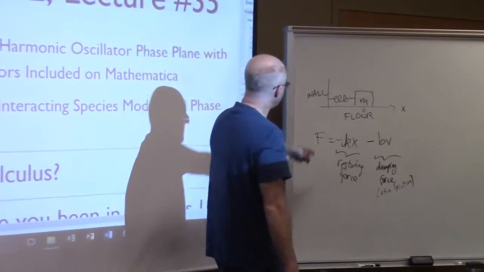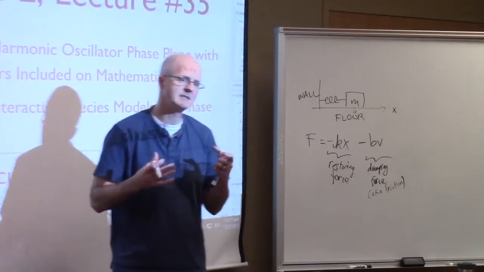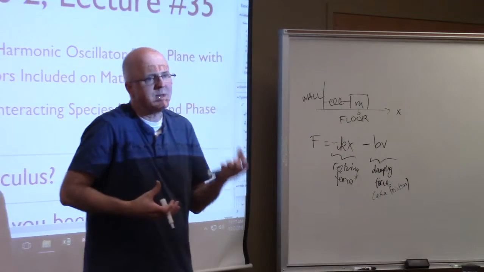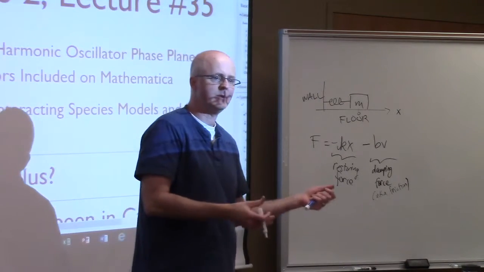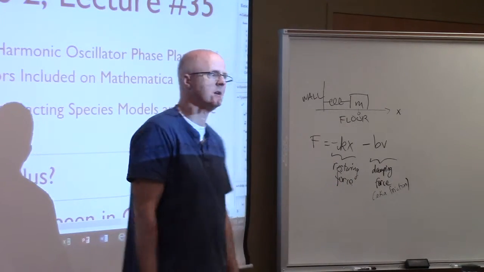So k is called the spring constant. It's related to how stiff the spring is. So if you've got a real thick spring, so to speak, real heavy duty, k is large. And not so heavy duty, like a slinky maybe, at least for small oscillations, k would be small.